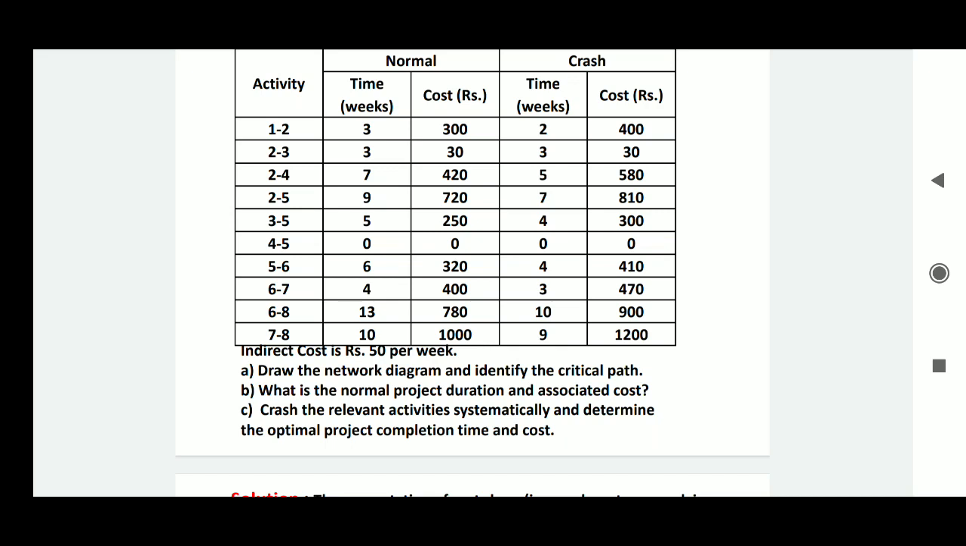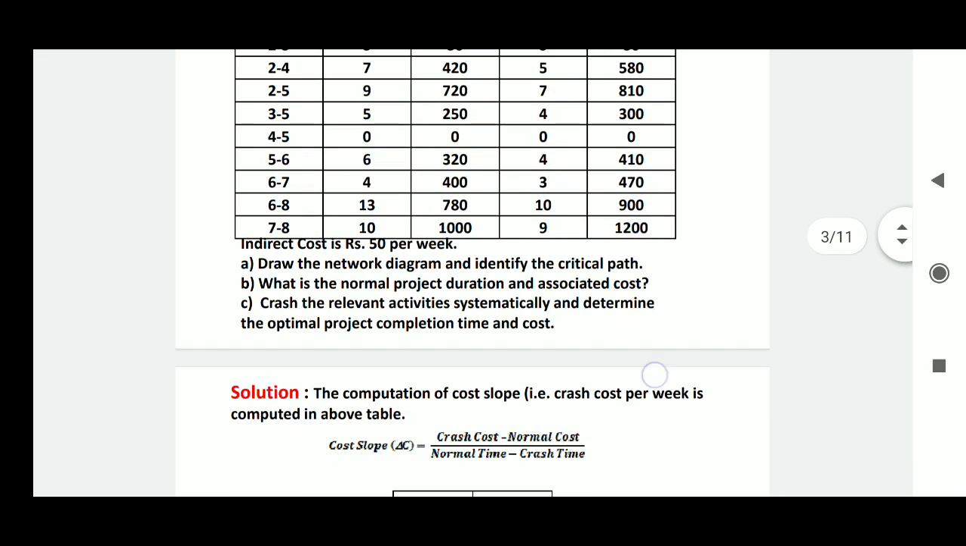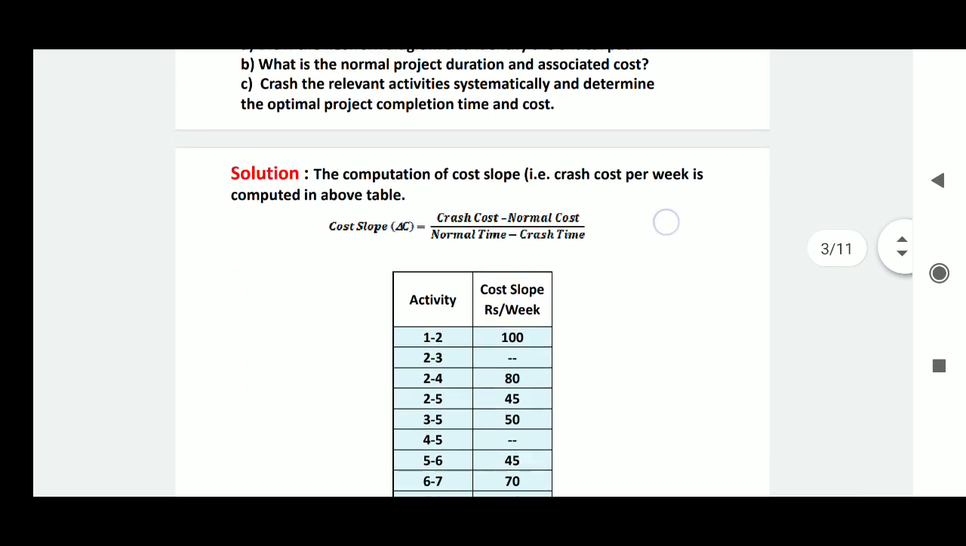Optimal cost means up to a certain level you can crash the network, and beyond that limit it is a costly affair for the owner to crash the network, because it will increase the project cost. Even though time is reduced, the cost of the project will increase. That is not a favorable condition for any project leader. Okay, so let us see how the problem is solved.